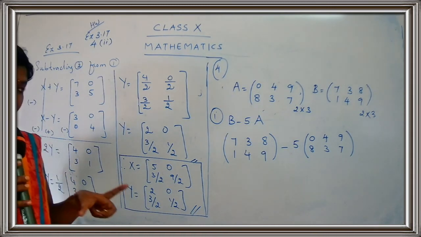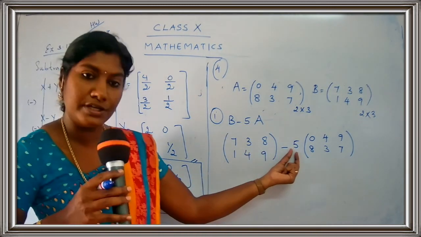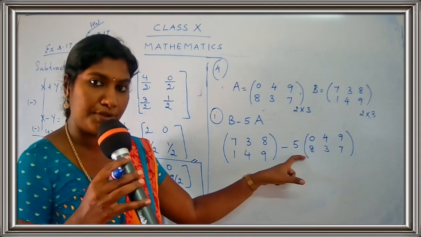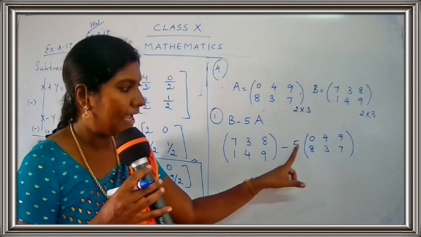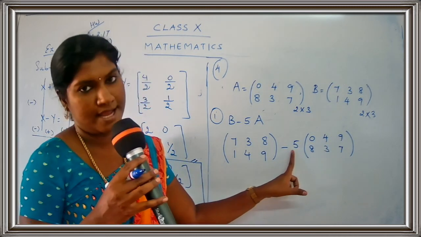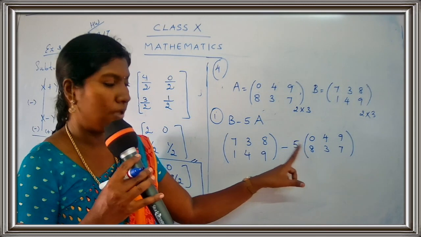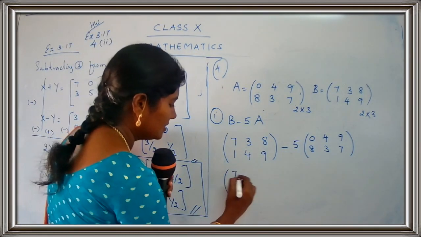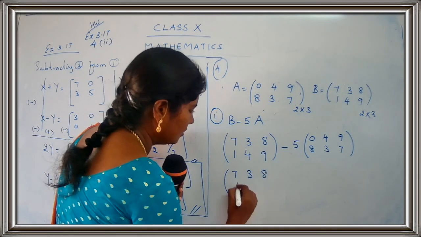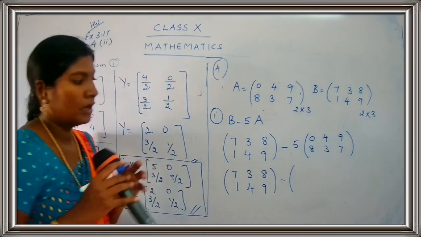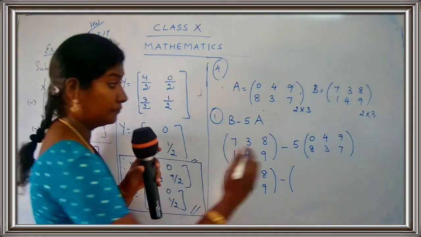Now what we are going to do is, I have to solve this. Yes, children? This is like a scalar multiplication. We have already followed it in our sum number 3. Yes? We have to multiply each and every element with 5. Okay? So let's do the multiplication part first. I'll keep B as it is. 7, 3, 8, 1, 4, 9 minus. Okay. Now I'm going to do the multiplication.